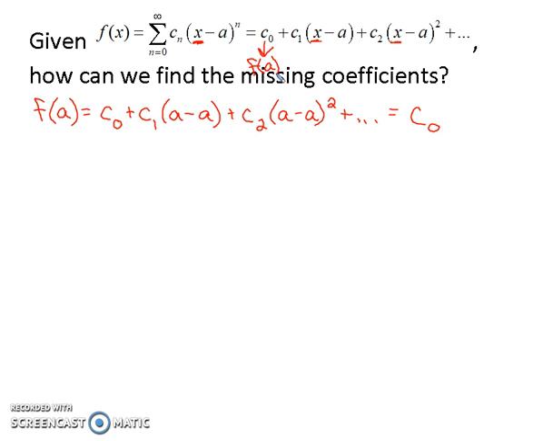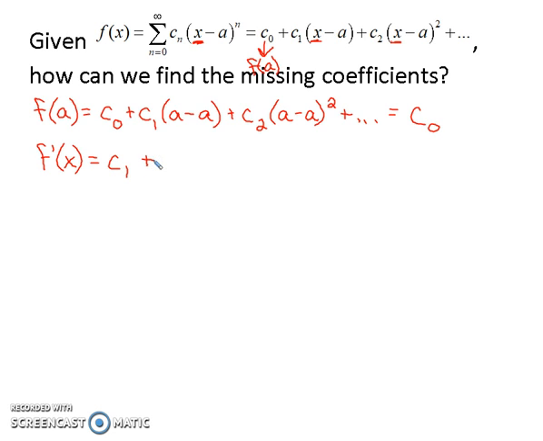So if that f of x expression is c sub 0 plus c sub 1 times x minus a plus c sub 2 times x minus a squared, and so on, if I then wanted to find the derivative of that, f prime of x, I would take the derivative of each of those terms. So the derivative of c sub 0, since that's a constant, would become 0. The derivative of c sub 1 times x minus a would become c sub 1 times the derivative of x minus a, which would just be 1.